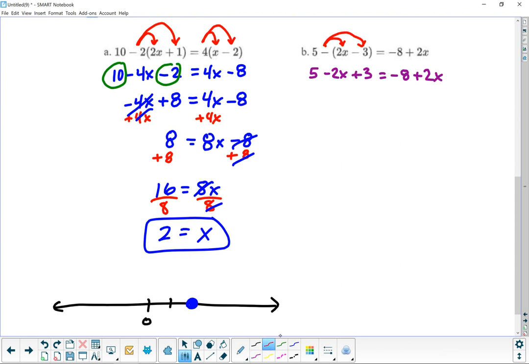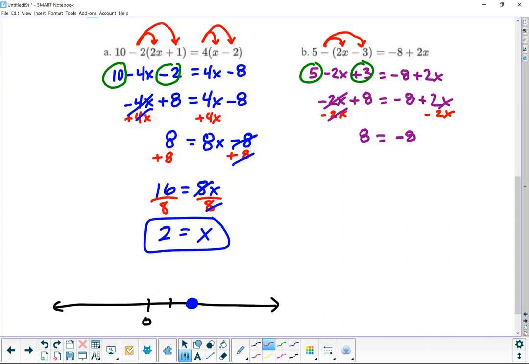Okay, combine terms that are alike. So for example, 5 and positive 3 are alike. I can make that into 8. Right, so this will be negative 2x plus 8 equals negative 8 plus 2x. Okay, let's combine some stuff. Right, so let's minus 2x. We will get 8 equals negative 8. This cancels also.